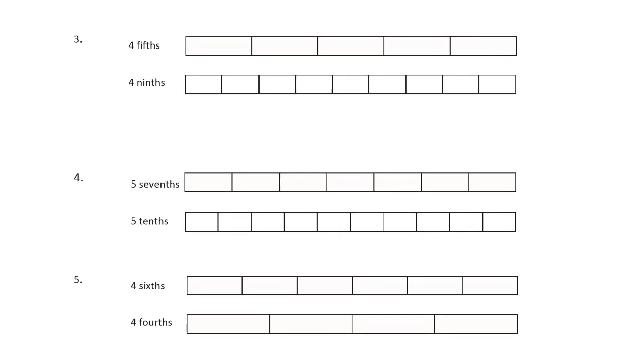4/5. 1, 2, 3, 4. There's 4 of the fifths. And 4/9. 1, 2, 3, 4 of the ninths. And we can see the 2/5 are larger.